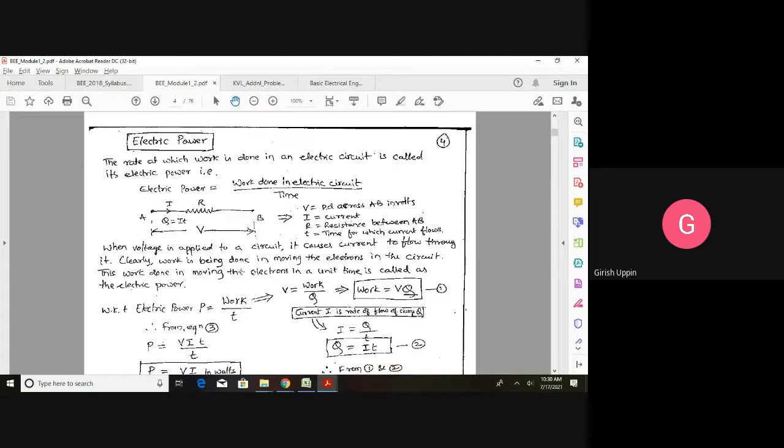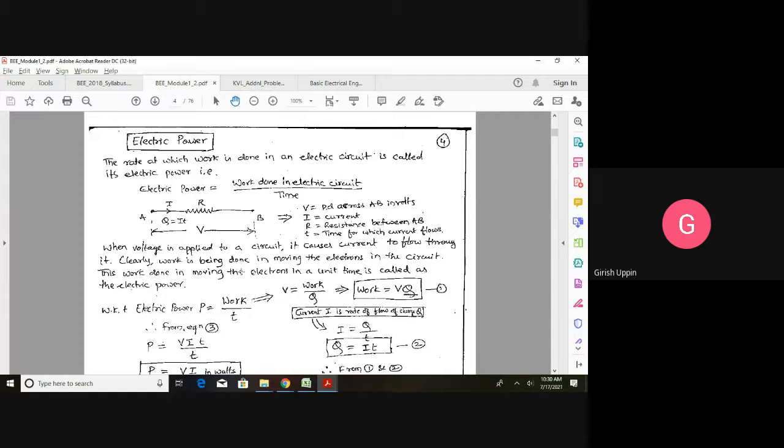Electric power: you have to remember the definition of electric power and the equation for it. So power is equal to what? Voltage into current, that is P is equal to VI. What is the statement of power? The rate at which work is done in an electric circuit is called its power. So the rate at which work is done is decided by the power.